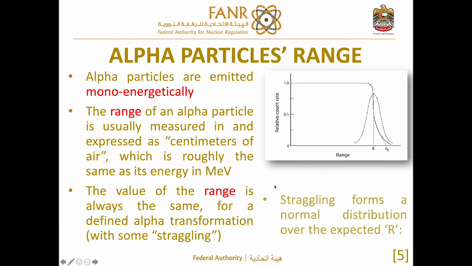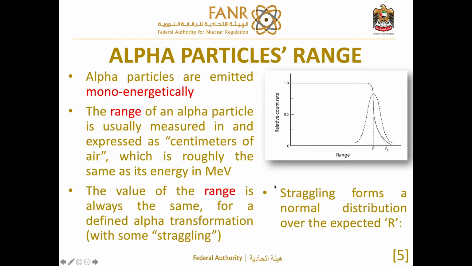This is called straggling. It's possible to extrapolate and also to have a correlation between the expected value of the range and the energy of the alpha particle. And if you need to calculate it, this is one of several correlations, but a very simple one which allows you to determine the range by knowing the energy of the alpha particle.